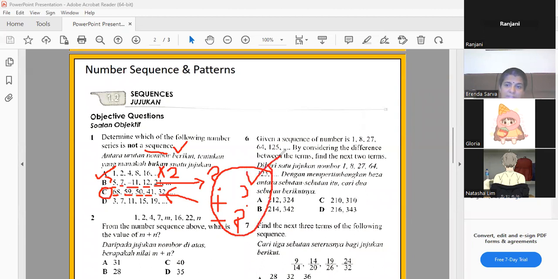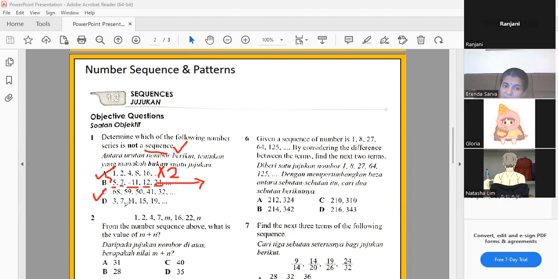Very good, Gloria. Subtraction of a certain number, subtraction of 9. Okay, if you look carefully, it's a -9 for every term. Good. Now let's look at the last term. So C is also a sequence.